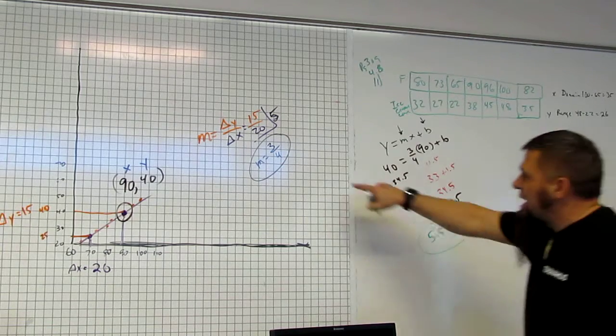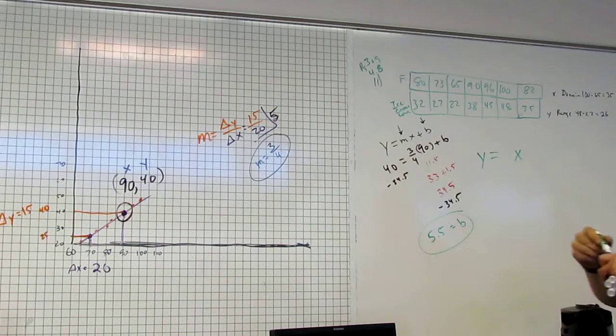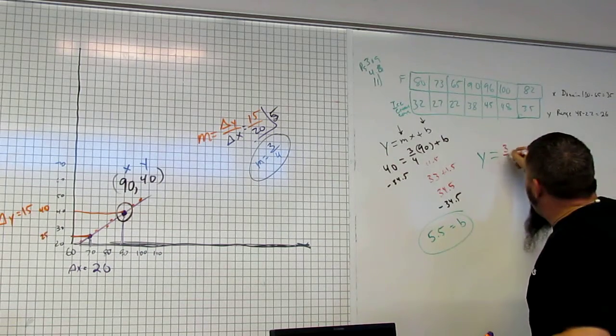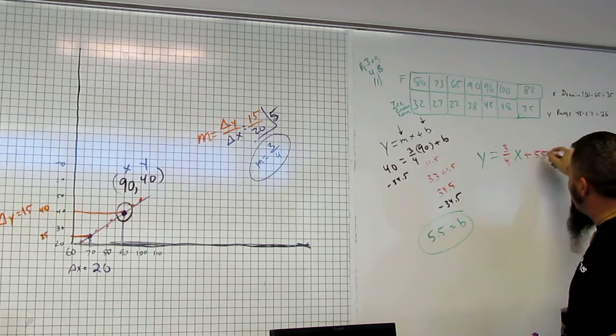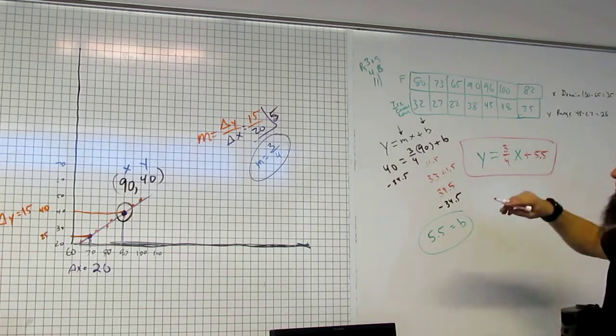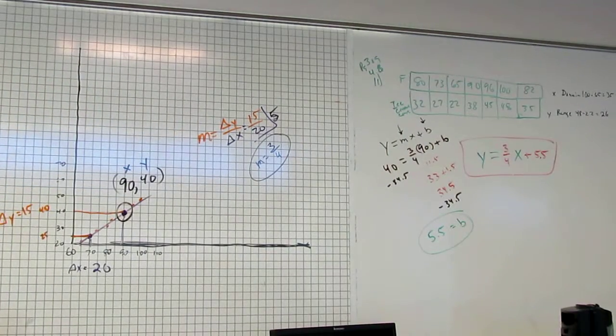I have b, I have m. y equals mx plus b. Now I just plug in. m is 3/4. b is plus 5.5. That's the equation of the line. That's it.